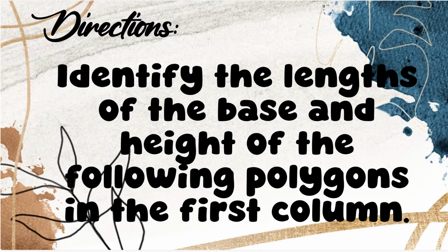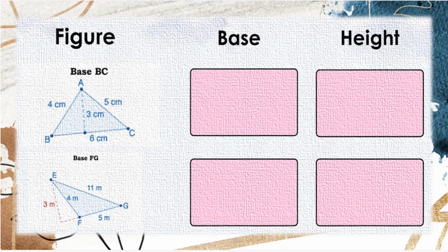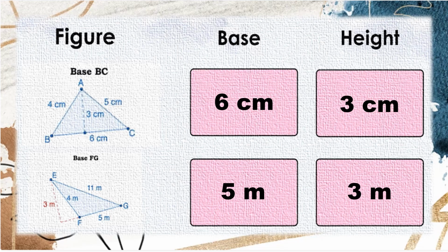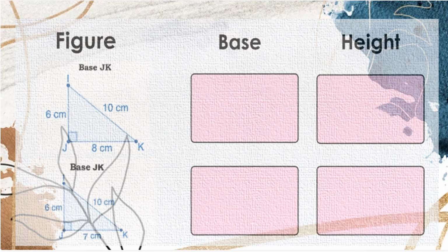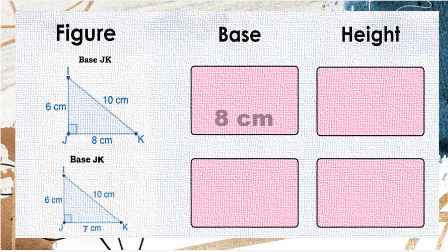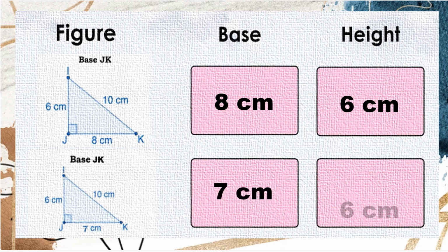And now, let's identify the lengths of the base and height of the following polygons. In the first figure, the base is 6 centimeters and its height is 3 centimeters. Second figure, the base is 5 meters and the height is 3 meters. In the third figure, the base is 8 cm and the height is 6 cm. The fourth figure, the base is 7 cm and the height is 6 cm.